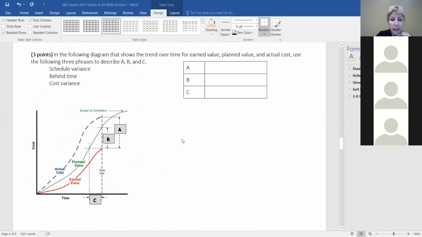And here, A, B, C, don't move my boxes because they have the answers beneath them. But tell me, write down there, Austin, which one is a schedule variance, which one is cost variance, which one is behind time. I'm gonna give you and everyone 1 minute.